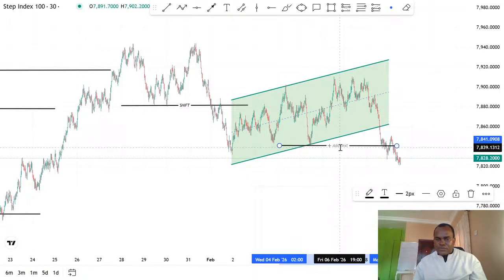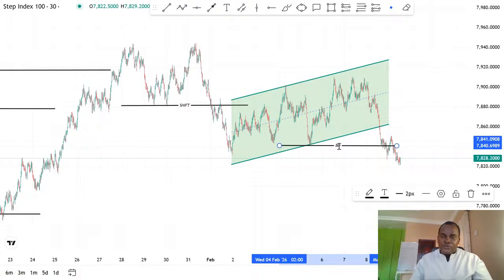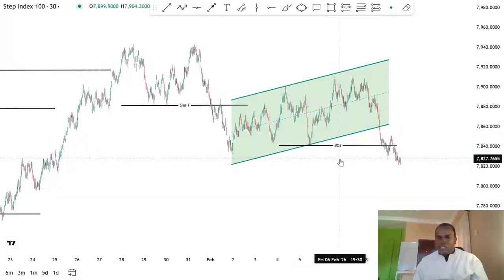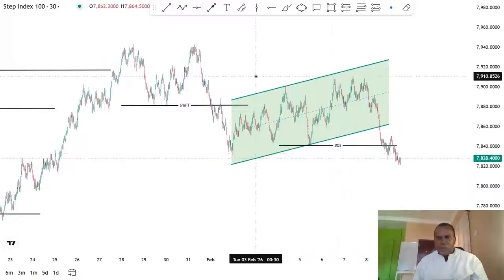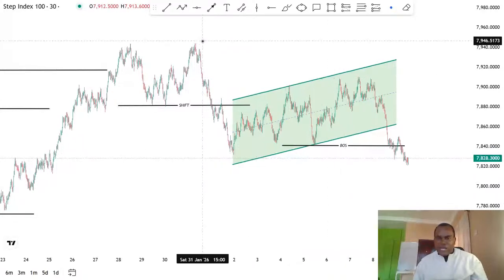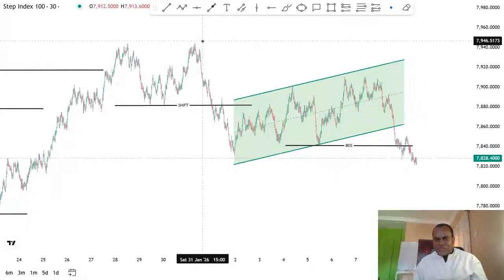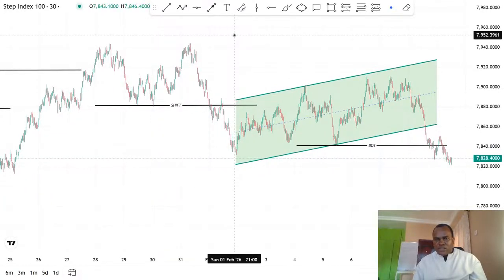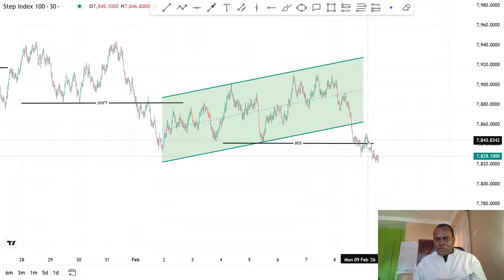That's the break of structure. Yes, this is Step 100. Step 100, can you hear me? Step 100. We have this shift, this break of structure, and then up there is my resistance. Now, I want to look at where I can find my liquidity point for my entries, which of course will be somewhere around here. Price is supposed to take out these internal highs and then give me an entry.